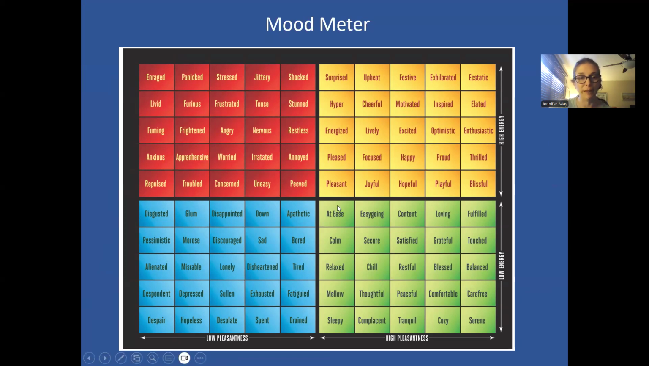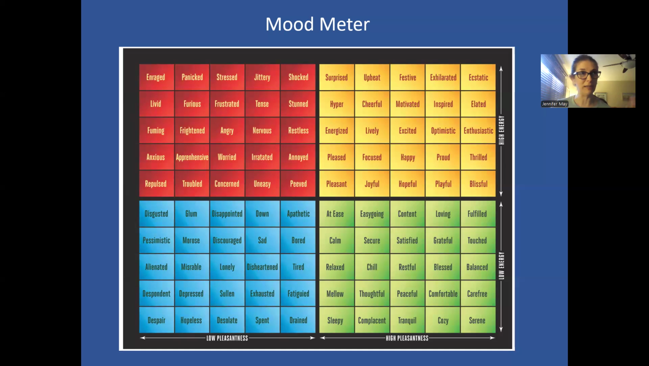So it's on two different planes. On the bottom, left to right, they're talking about low pleasantness on the left, gradually increasing to high pleasantness on the right. So the more to the left you are in this chart, the lower the pleasantness of the emotion. The more to the right you are, the higher the pleasantness of your emotion. And then the other plane going up and down, like the y-axis, if I'm remembering correctly from high school math, has low energy on the bottom and high energy on the top.